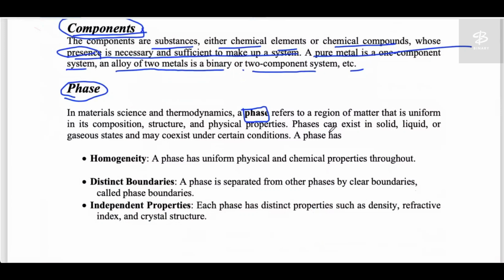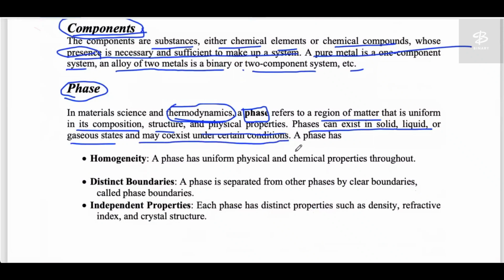So you are basically aware that there are three kinds of phases in this world, known as solid, liquid, and gases. Phase is simply the behavior or state of the material at different temperature and pressure. In material science and thermodynamics, phase refers to a region of matter that is uniform in its composition, structure, and physical properties. Phases can exist in solid, liquid, and gaseous state and may coexist under certain conditions.